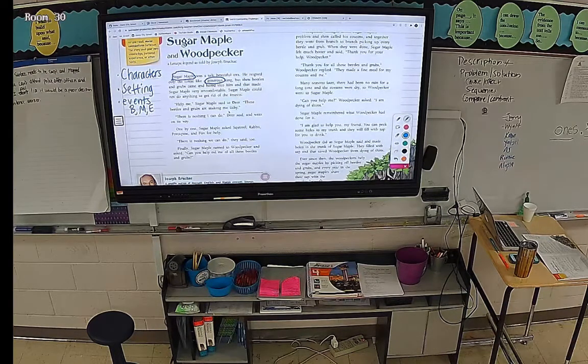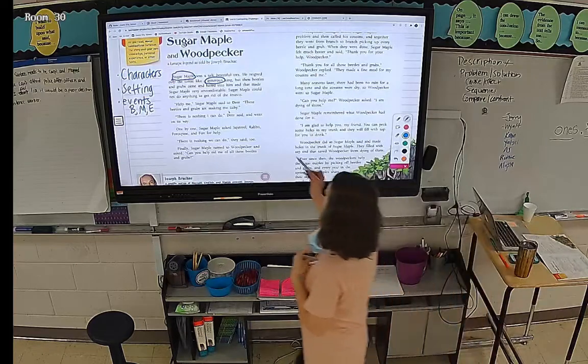Okay, what would be another word? What's another trait that would describe him? Landon? It says in the text Sugar Maple was a tall and beautiful tree. Okay, so beautiful.